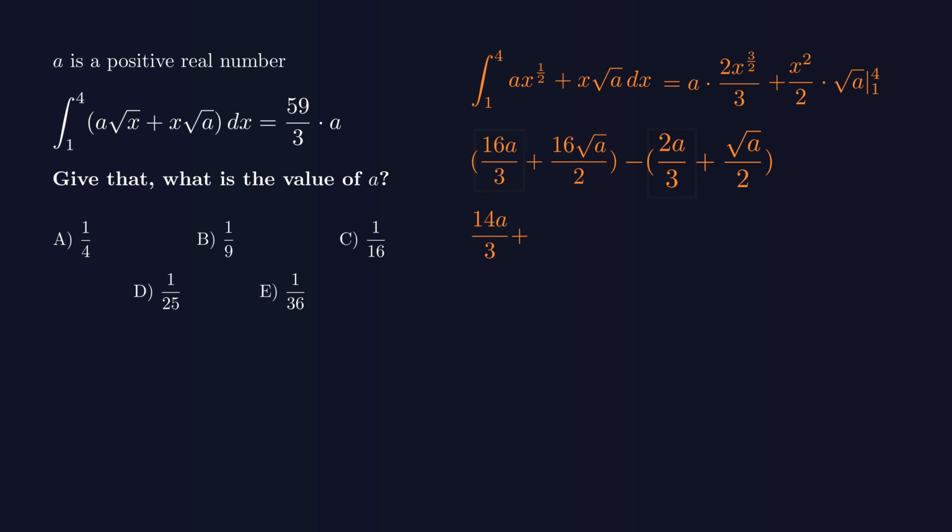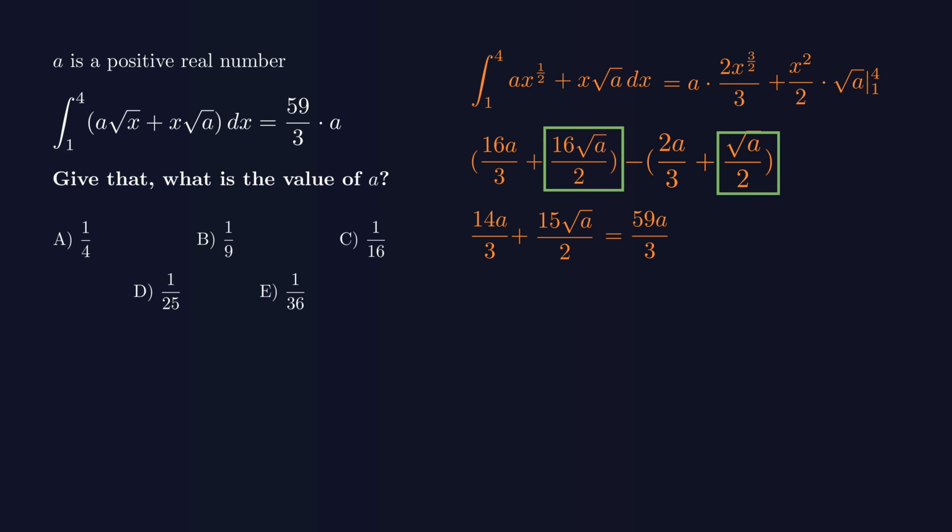In the same way, we have 16 times square root of a over 2 on the left, and we subtract square root of a over 2 from the right. So we're left with 15 times square root of a over 2, and we're told that the total result is equal to 59a over 3.